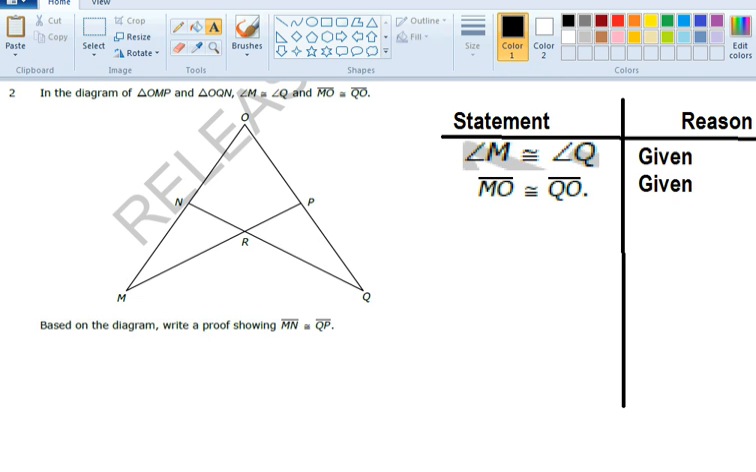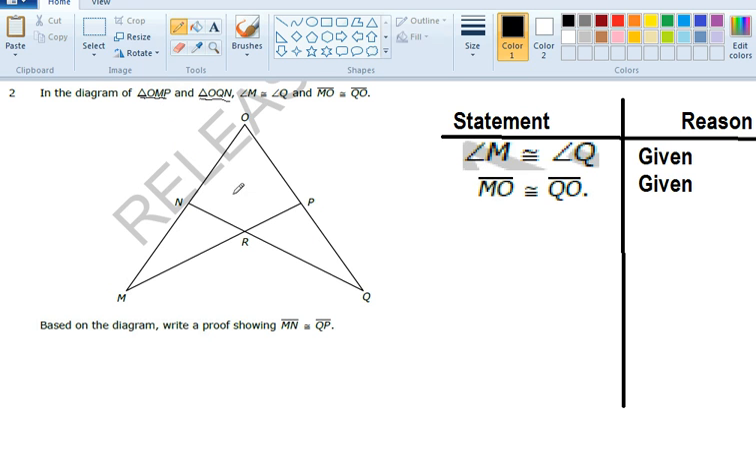Okay, so we're on to the second short answer question, or constructed response question, and we have a proof. It's asked us to prove that MN is congruent to QP. That's this is congruent to this. And it tells us that angle M is congruent to angle Q, and MO is congruent to QO. Okay? And it's also important to note they named two triangles here.